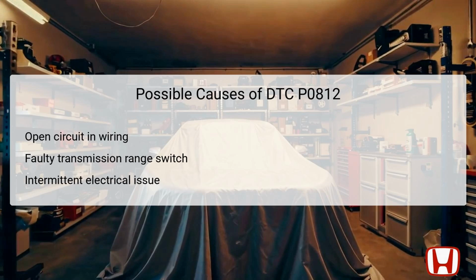Second, a faulty transmission range switch could be the problem, failing to accurately convey its position to the PCM. In some cases, there may be intermittent electrical issues causing the transmission range switch to work sporadically, which can complicate diagnostics. Each potential cause must be thoroughly evaluated during troubleshooting. Understanding these possibilities ensures a clear pathway to correcting the fault and restoring vehicle functionality.